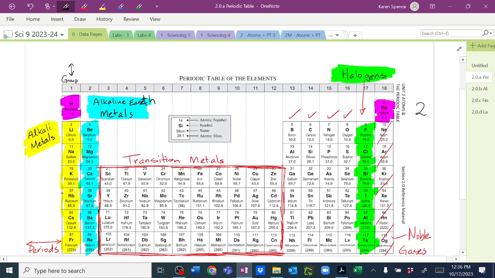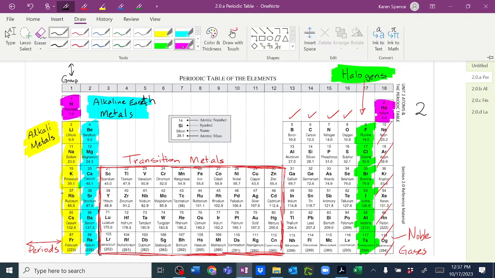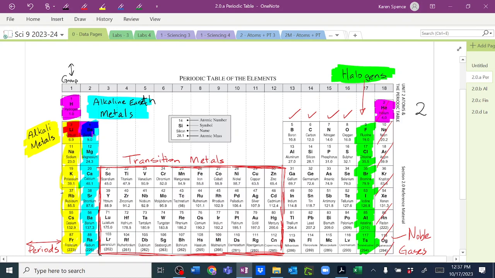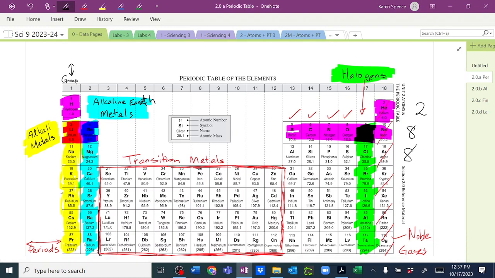How many elements are in row period number 2? There are 2 here, and then another 6 over here, so that's a total of 8. And how about row 3? 8. Do those numbers look familiar to you? The Bohr model. So if you ever forget the maximum number of electrons in the Bohr model, you can always look at your periodic table and say the first shell contains maximum 2. Second shell contains a maximum of 8.